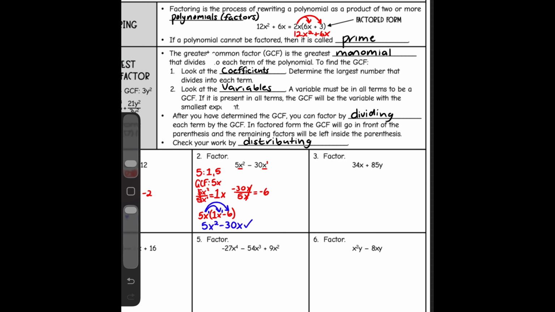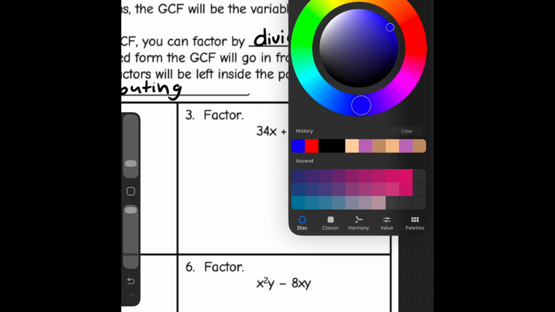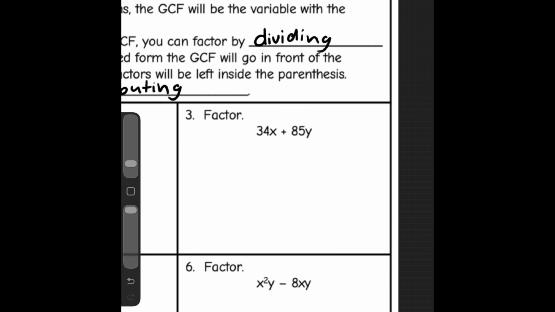We're going to try one more together. Well, actually, let's do 2 more. We're going to do number 3 and let's do number 9 together as well. So for number 3, let me get my red color back out. For number 3, I'm going to see we have 34 and 85.